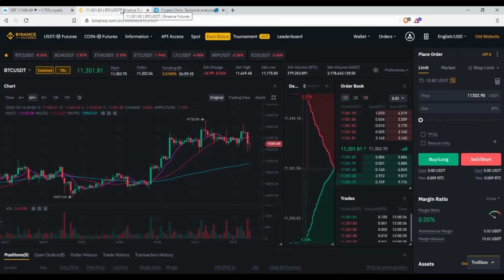So the first thing you want to do is you're going to have to open a Binance account, and you're going to want to select the Binance Futures.